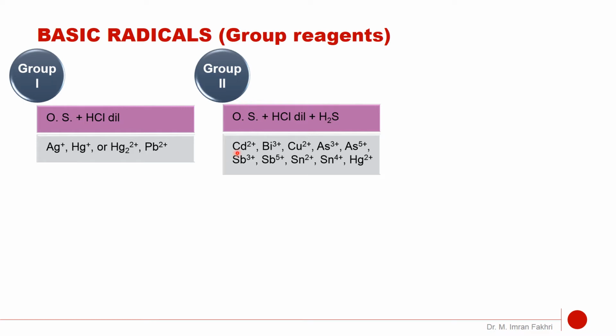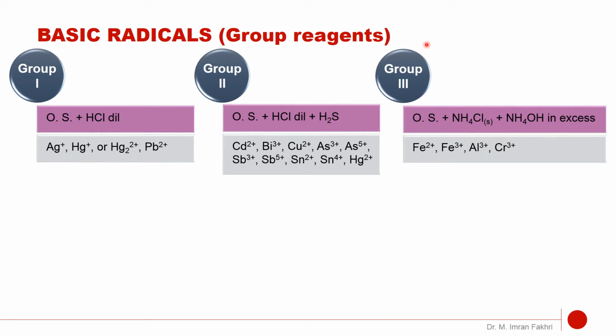We have cadmium, bismuth, copper, arsenic 3 positive ion, arsenic 5 positive ion, strontium, and stannous. These cations are precipitated in the form of their sulfides with the help of hydrogen sulfide gas, H2S gas. If there is no precipitation, then group 2 cations are absent. We have to move forward towards group 3.